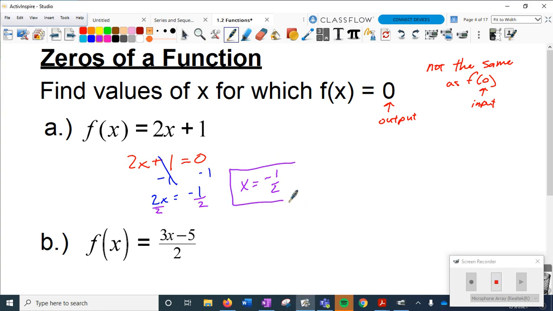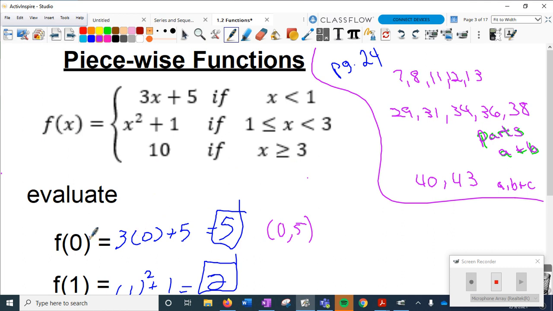Now we can write it as x equals -1/2, but I may ask you to write it as a coordinate. If I write it as a coordinate, this is an input because it's the x, and the output is a 0. That's our x, y, our input, output. The difference from yesterday's was you had to input something to figure out the output, and so you wrote it as an ordered pair, input, output.